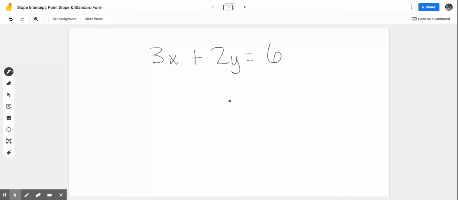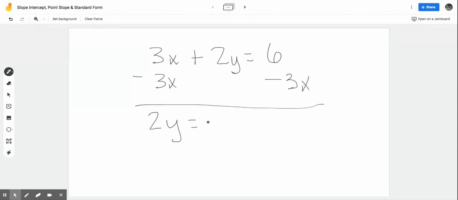What we're going to do here is solve for y, so we want y by itself. We want to get rid of the 3x first. And so now we have 2y is equal to negative 3x plus 6. I put the x term first, and you're going to see why when we get there. Always put your x value first because that's what it looks like in slope-intercept form.